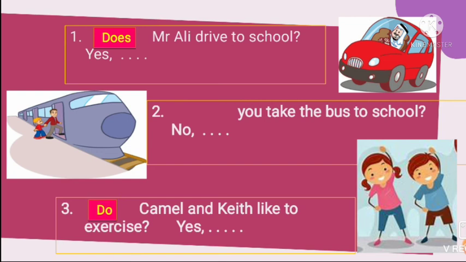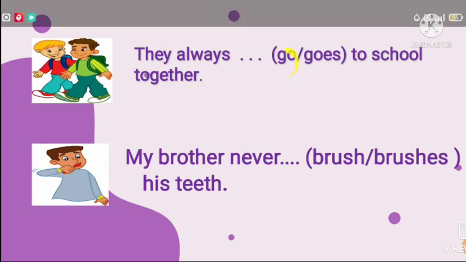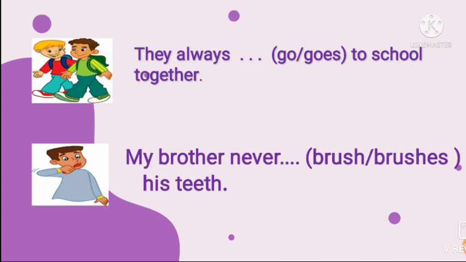Okay. And then look at the picture of Camel and Kate. For two persons, we can replace with they. So, do or does for they? Yes, do. So you can ask, do Camel and Kate like to exercise? The answer, yes, they do. Okay, they always go to school together. They refer to more than one. They go or goes? I, you, they, we, only verb one without s. So they always go to school together.